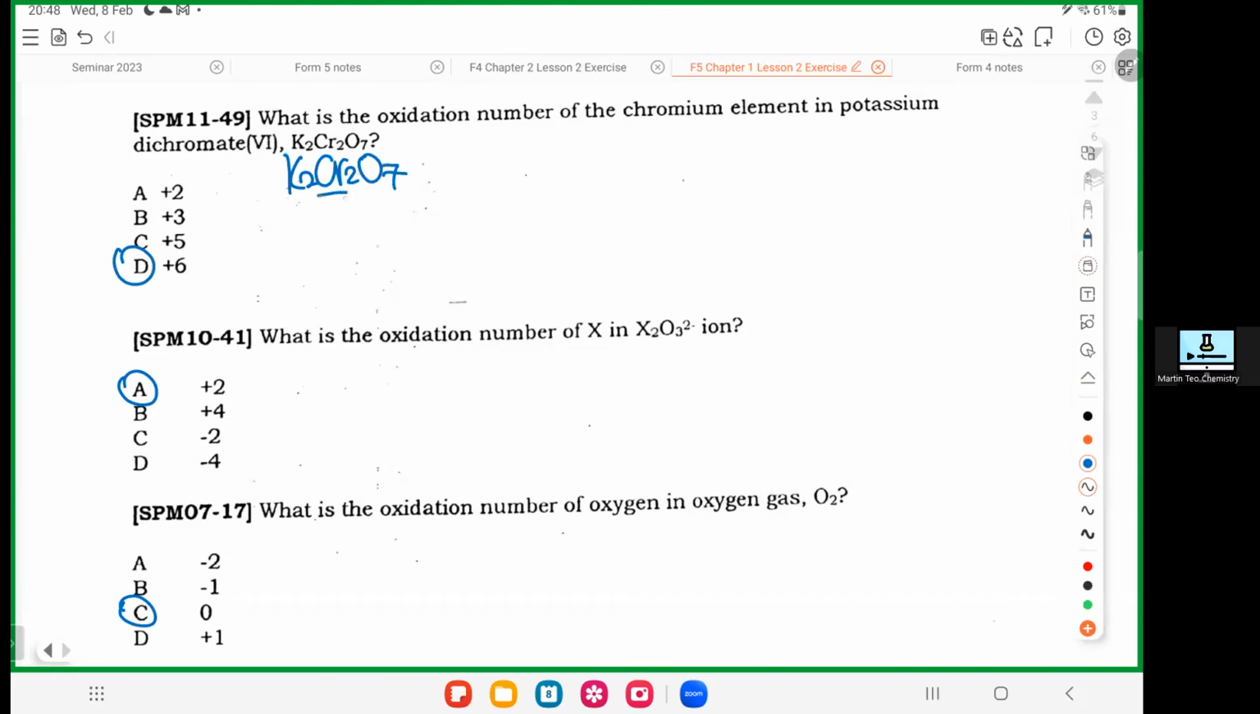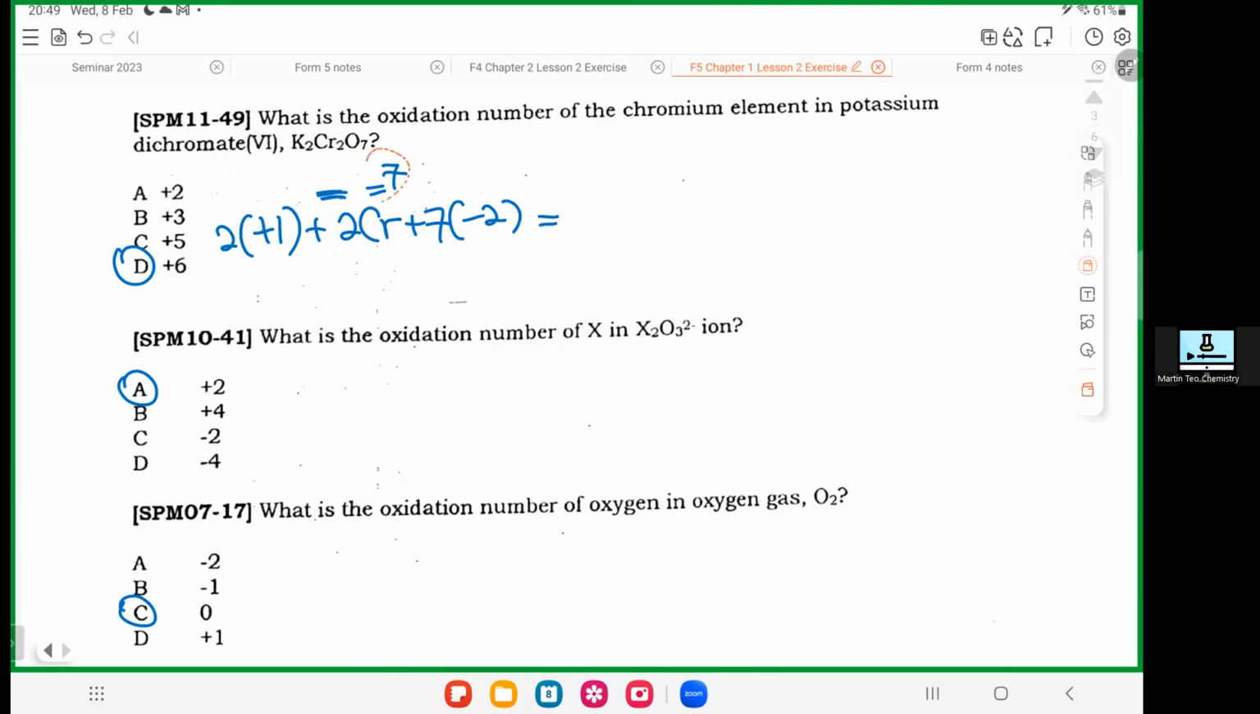K2Cr2O7, we want to know the Cr. The potassium is K plus, so the oxidation number is +1. You have 2 of it, times 2. Chromium, you don't know, you can let it be Cr or you can let it be X. How many chromium? 2 chromium. Oxygen, you know, is -2. Oxygen, you have 7 pieces of it. All the oxidation numbers add together equal to the charge of the compound. The charge of the compound is on the top right corner. On the top right corner, I don't see anything up there, so 0. Do your calculation. The chromium is +6. That's it.